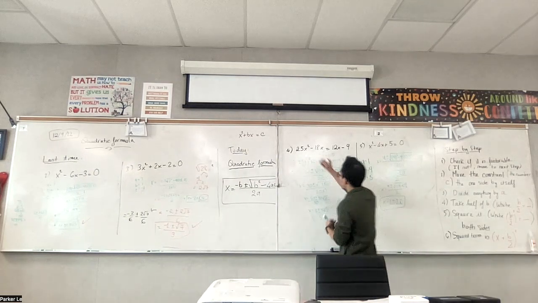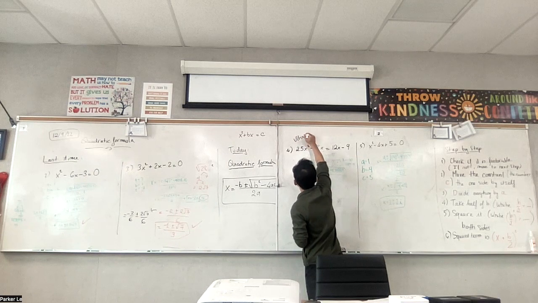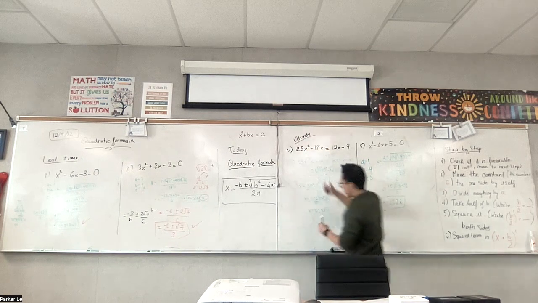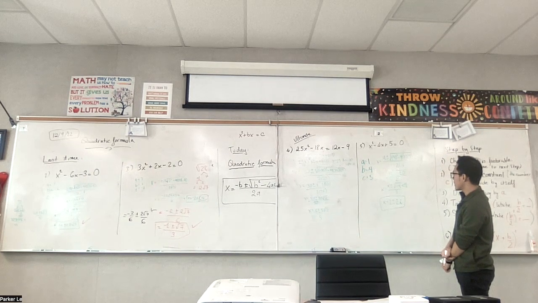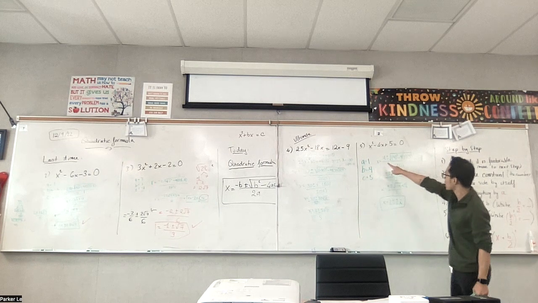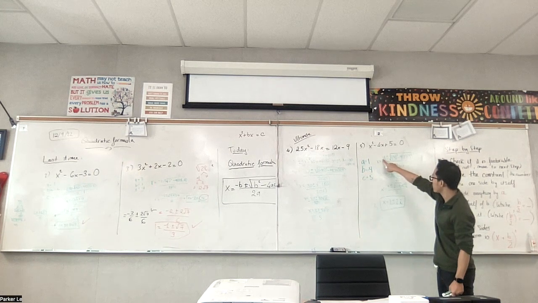This is the ultimate. A lot of things we're gonna need to do there. So let's look at this one first. So yeah, they flip the sign of b. B is -4, so it's going to be +4.